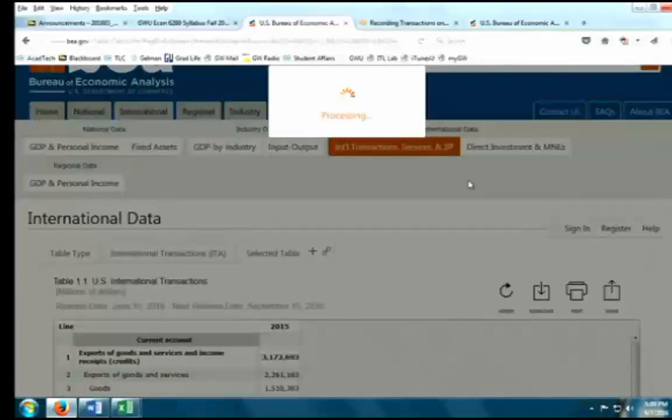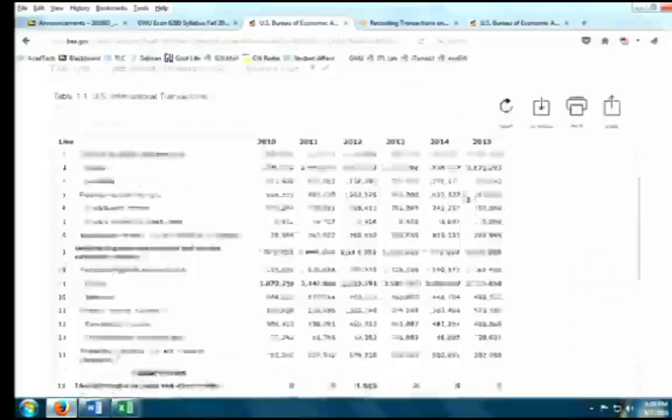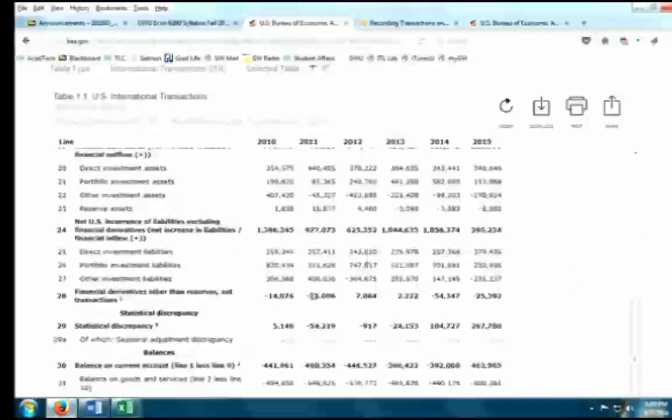So we'll refresh the data table here and look at the statistical discrepancy over the past few years. So $267 billion in 2015, it was $104 billion the year before, minus $24 billion the year before that. It was only minus $917 billion in 2012, 54. So this year was especially bad.